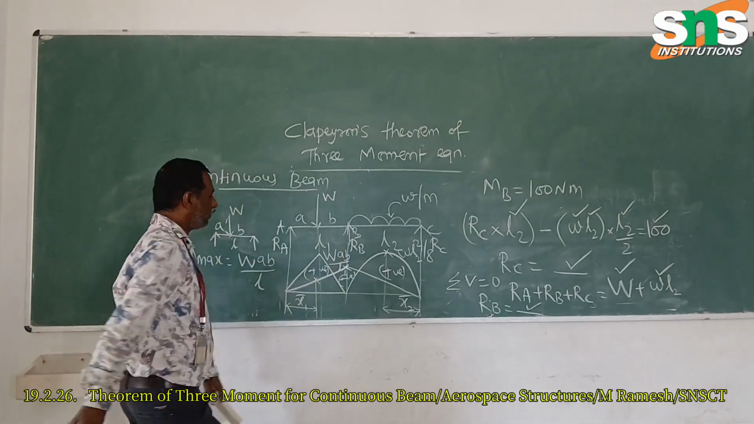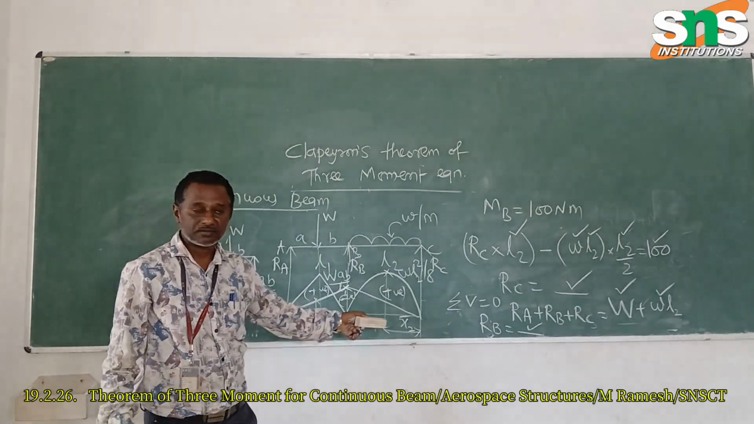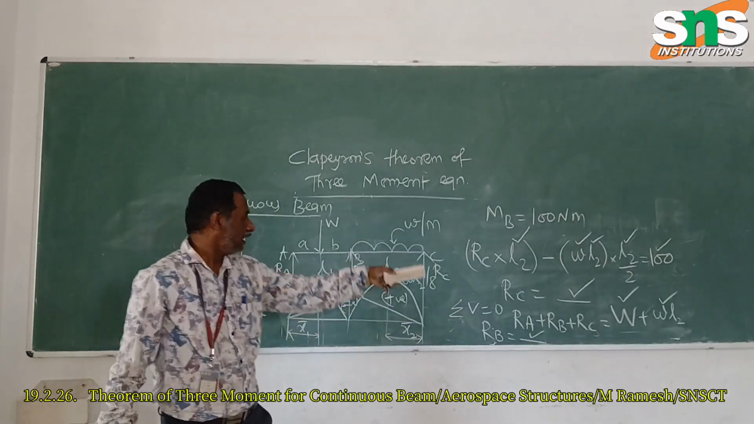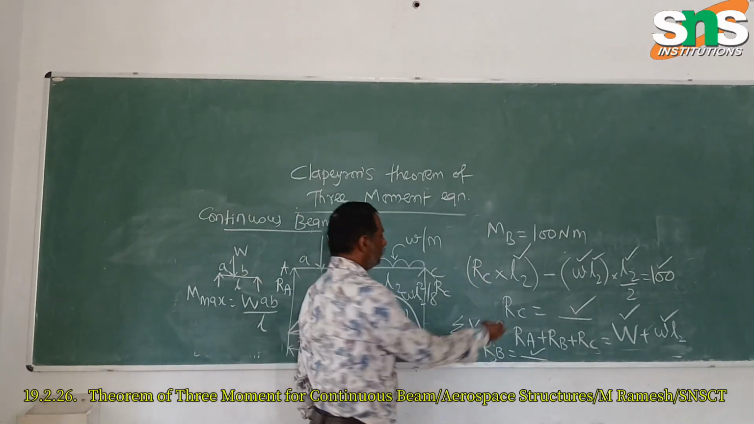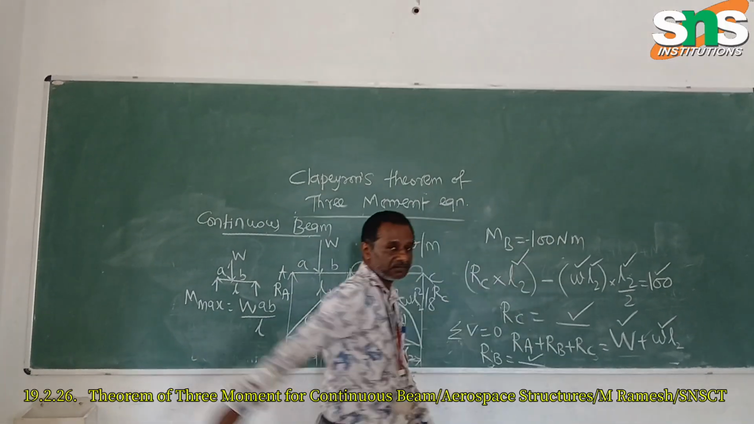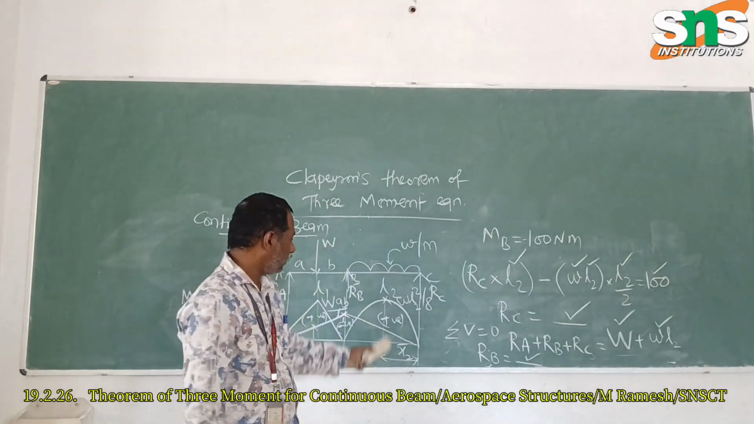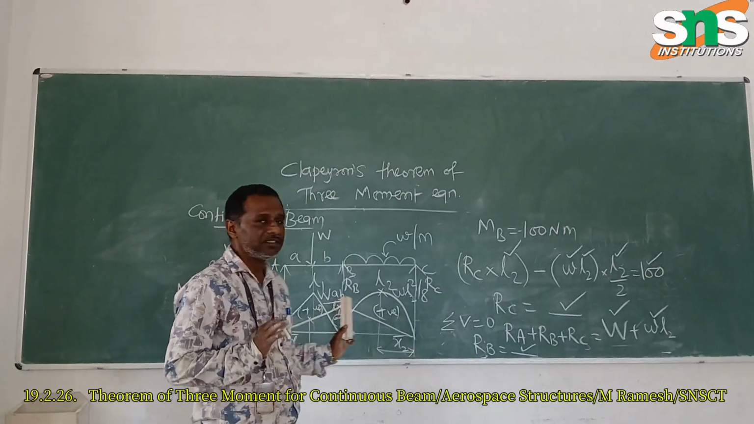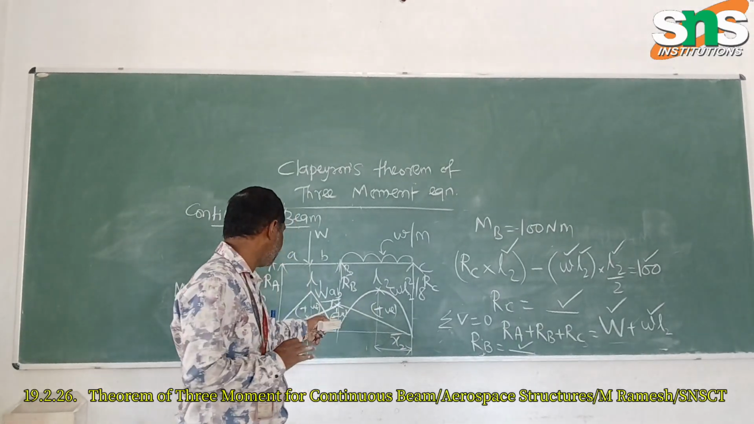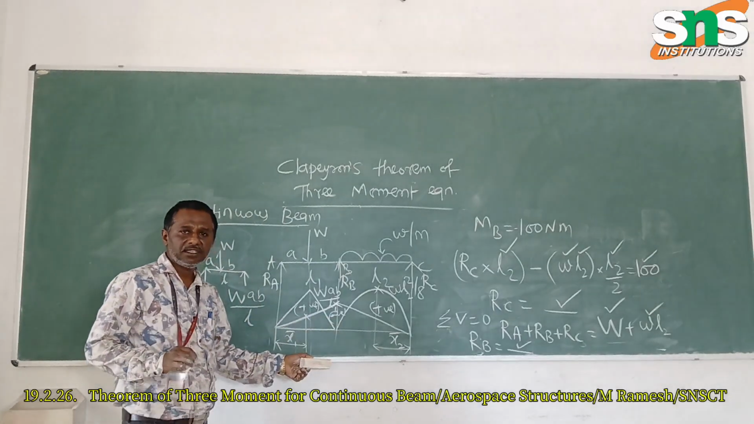Since it does not overlap with the others, MB is negative. By calculation here itself, we can apply the sign as negative only. Then only can we find it. So after finding all this, we draw the shear force diagram. Then only can we get the complete bending moment diagram as well as the shear force diagram.